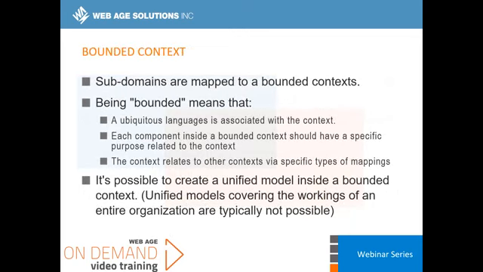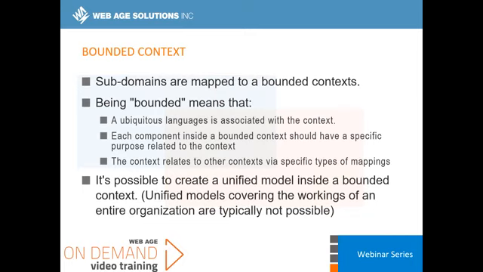So when we bound things, subdomains are mapped to what domain-driven design calls a bounded context. Bounded means that the ubiquitous language is associated with that context. There is a complete ubiquitous language that is defined for that bounded context, driven by, of course, the subdomain descriptions and so on.